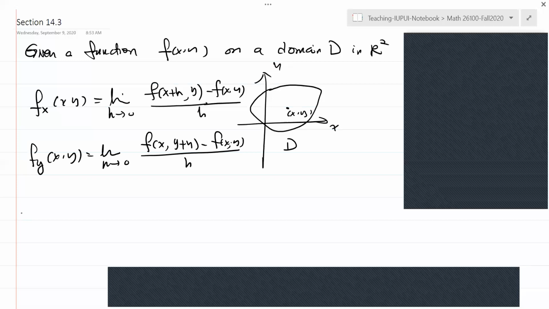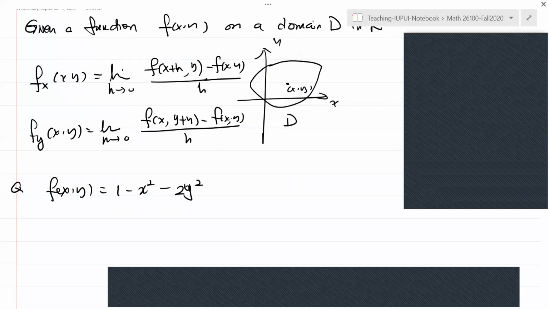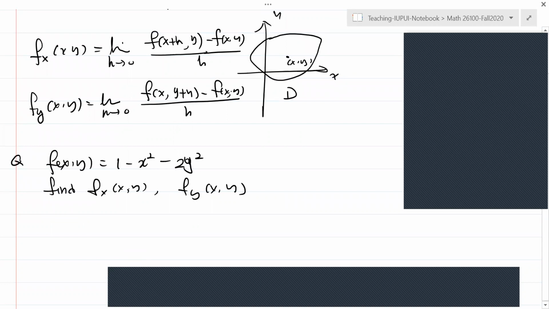So if you have a function with two variables, like f(x, y) equals 1 minus x squared minus 2y squared, for example. I'll just give an example. This is a function in two variables. Let's find the partial derivative of f with respect to x and the partial derivative of f with respect to y. Remember, when you find the partial derivative with respect to x, you view y as a constant, okay? And so it's very simple.